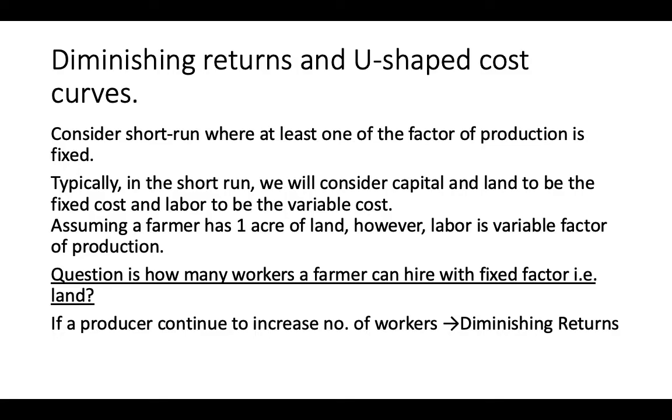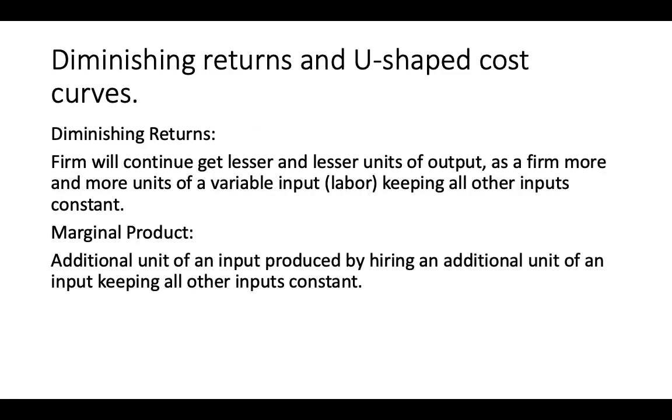Right? The question is how many workers a firm can hire with a fixed factor, which is land. If a producer continues to increase the number of workers, it would lead to diminishing returns. So let's include the concept of diminishing returns. Diminishing returns is: a firm will continue to get lesser and lesser units of output as it adds more and more units of variable input, keeping all other inputs constant.